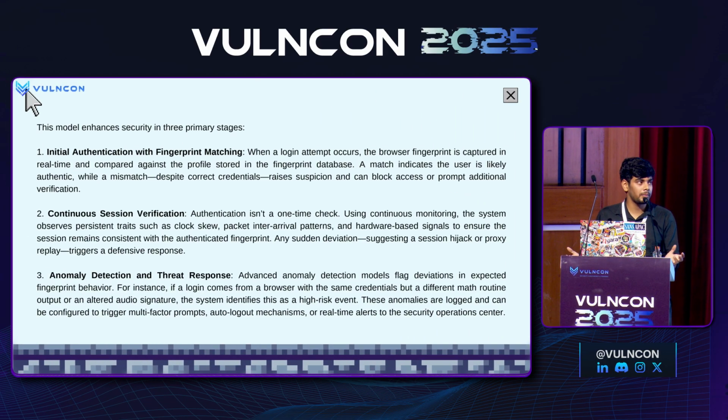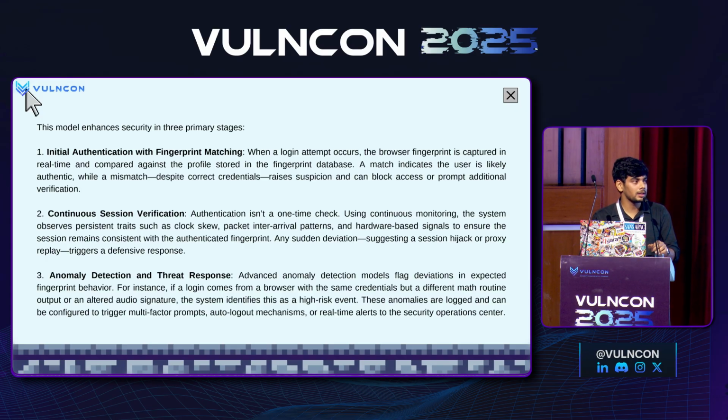That is the initial fingerprint while they are authenticating. While they are logging into their website or their systems, we can run the fingerprint characteristics in parallel and verify them, even if their credentials are correct, to see whether their fingerprint matches or not. Then comes the continuous session verification, where we continuously verify those systems. So even if they had the correct fingerprint when they initially logged in, do they still have the same fingerprint?